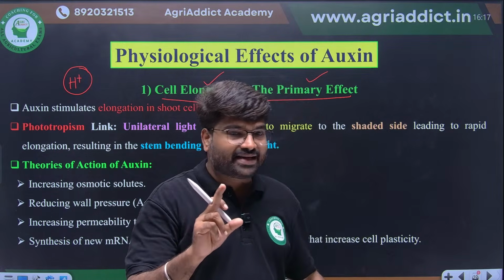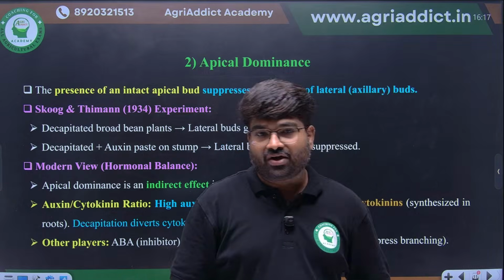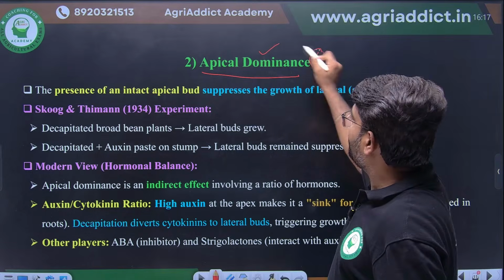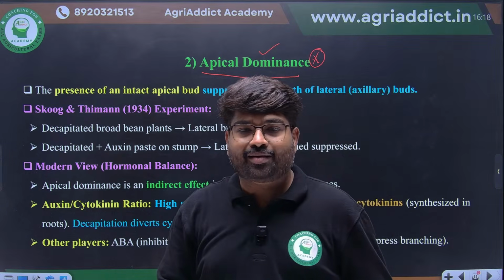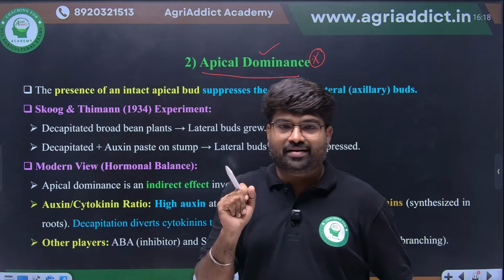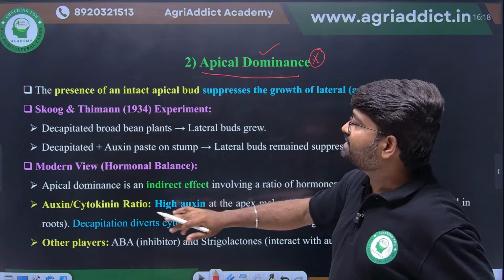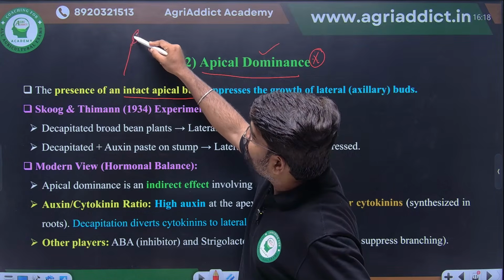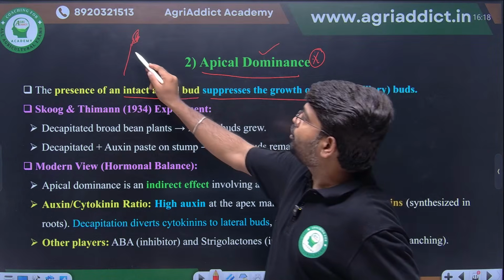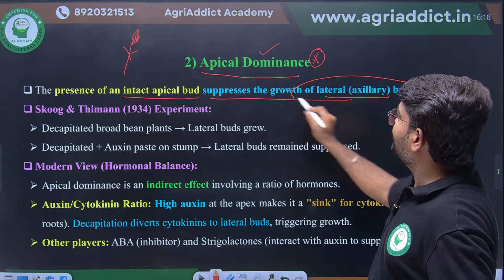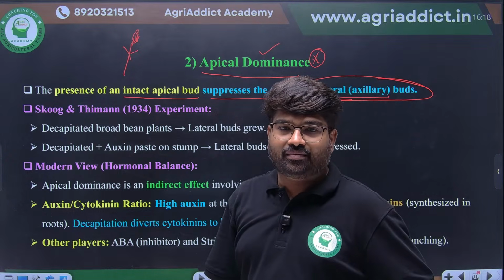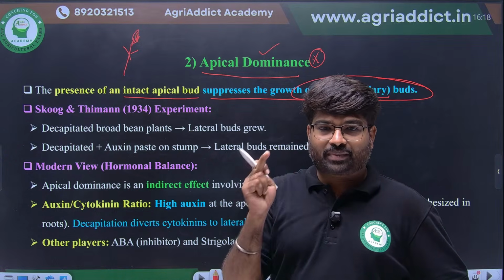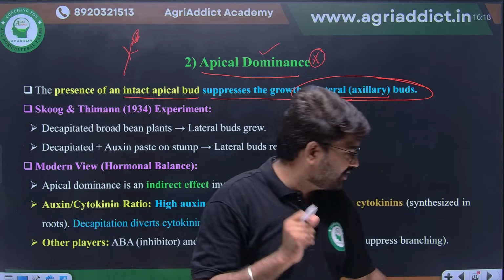So the first major physiological function is cell elongation, and the second most important thing is apical dominance. This is another important and repeated question. Auxin is the hormone primarily involved in apical dominance. Apical dominance means the presence of an intact apical bud will suppress the growth of the lateral buds. This is the simple definition of apical dominance. It is primarily due to the presence of auxin at the tips.